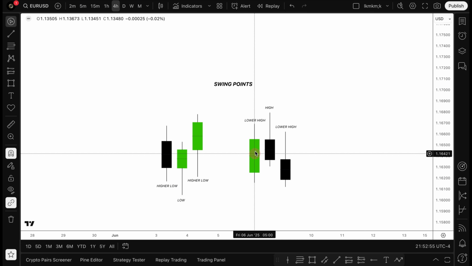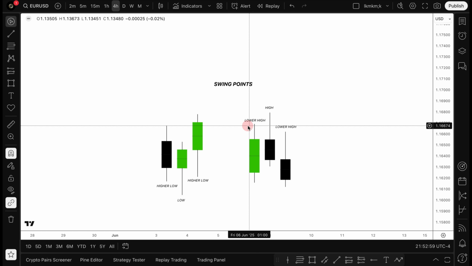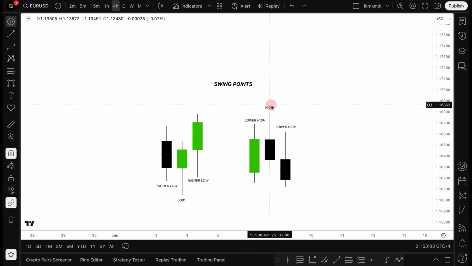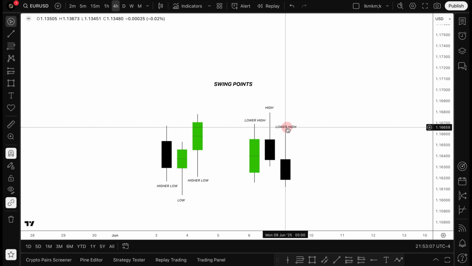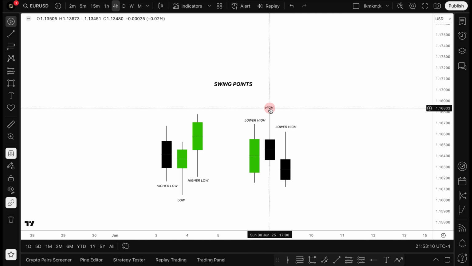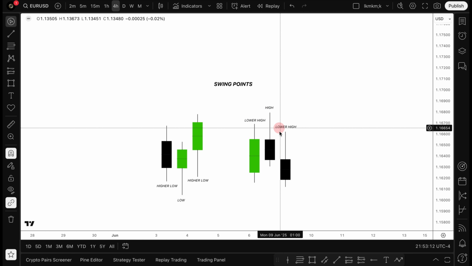And that's vice versa here. We've got the candle on the left hand side forms a lower high, the middle candle forms a high, and then the following candle on the right forms a lower high, which is lower than this high, which forms the swing high.